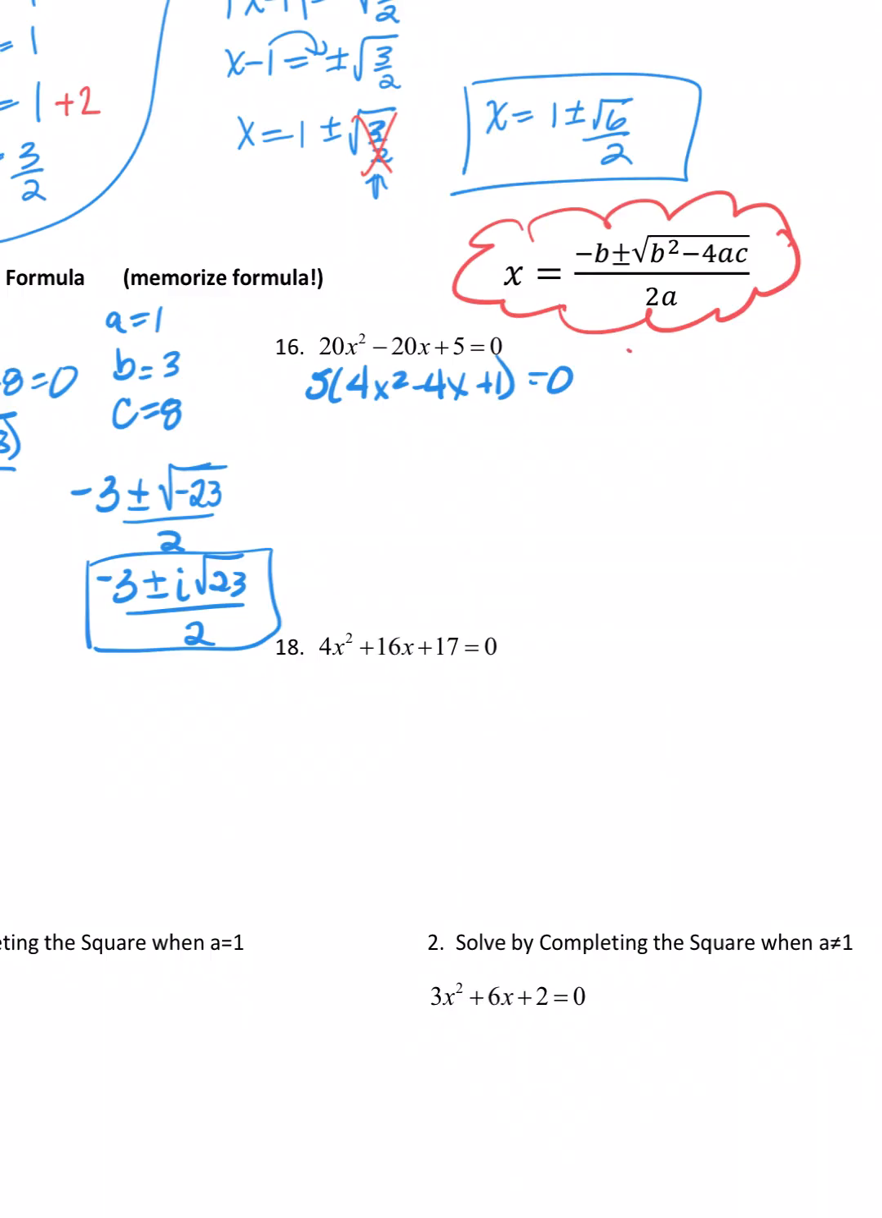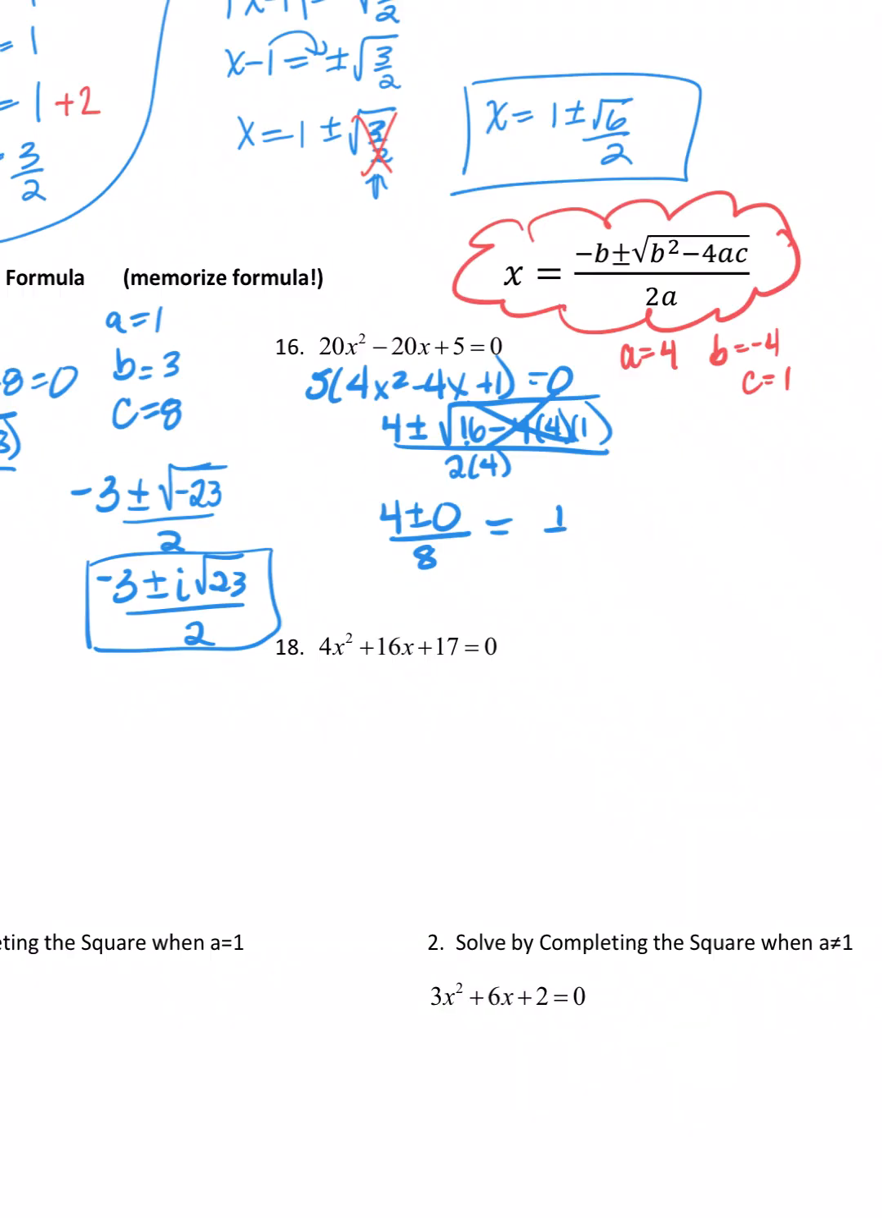Now I can look at my a, b, and c. a will be 4, b will be -4, and c would be 1. So let's plug this in. I have 4 plus or minus the square root of b squared, 16, minus 4 times a times c, all of it over 2 times a. So this is 4 plus or minus, well, 16 minus 16 is 0. Hey, that's wonderful. So 4 plus or minus 0 over 8. Hey, guess what? That is just 1/2.